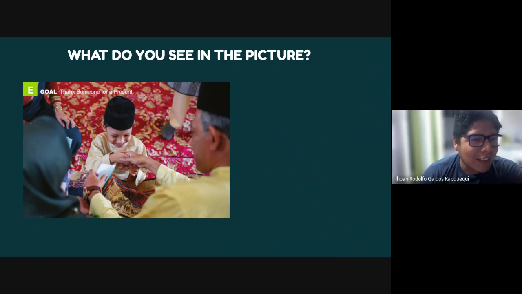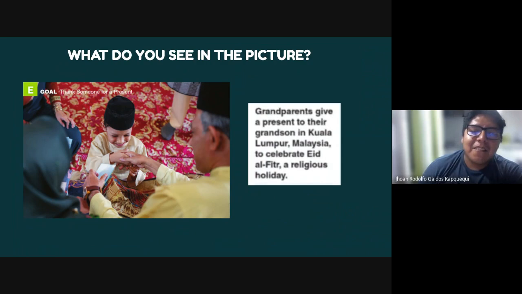If you take the time to analyze it, maybe you know about this culture, you will realize that this is a situation in which grandparents are giving a present to their grandson, right? This is a religious tradition because in some religious traditions, you also give presents. And we can see that in the face of the boy. He's very happy about it. He's enjoying himself. The grandparents seem to be happy about the reaction of the boy.